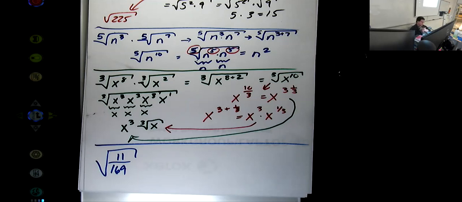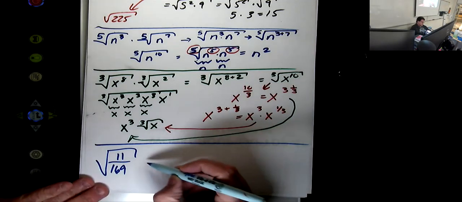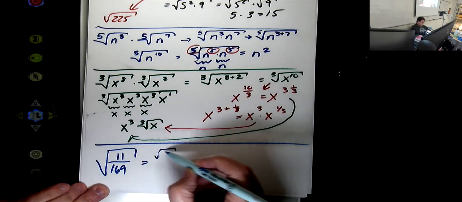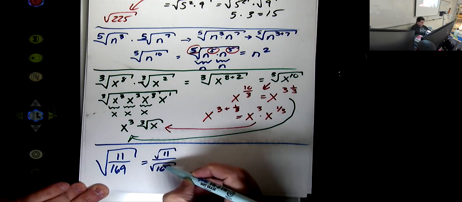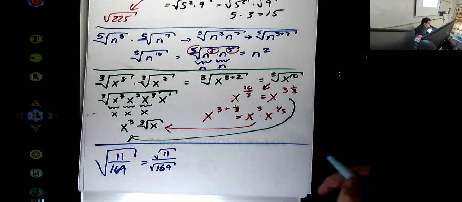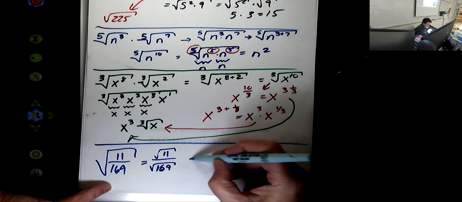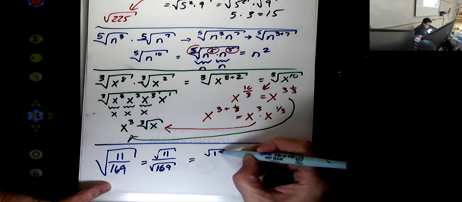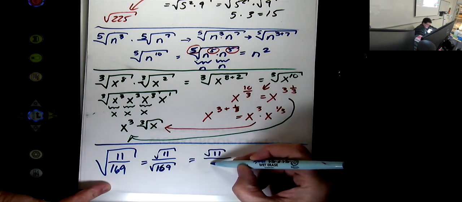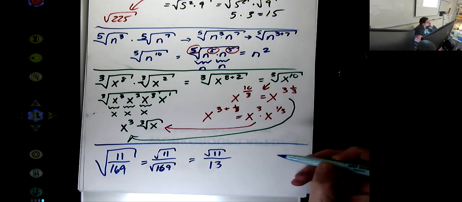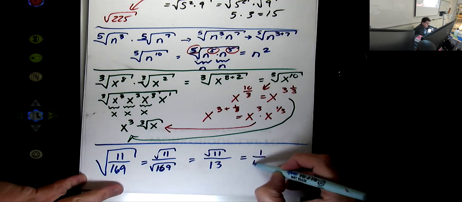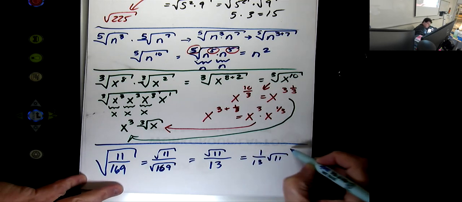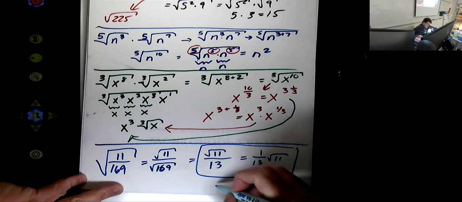So one of the rules we had with the radicals when there was division is we could break it up. The square root of 11 doesn't simplify, but the square root of 169 is 13. And that's it. I guess you could say 1 over 13 times the square root of 11. But that one's fine.